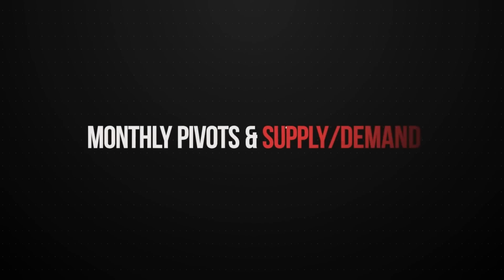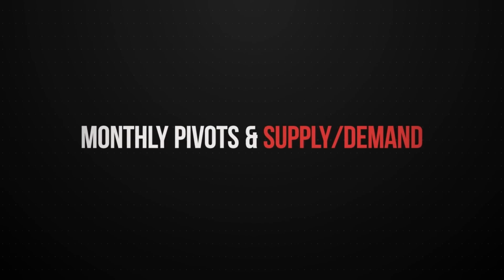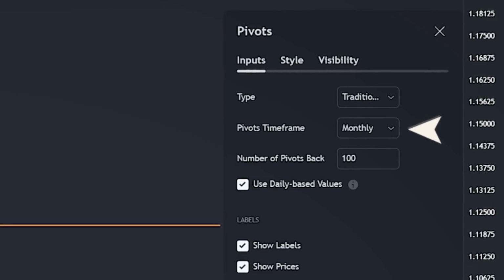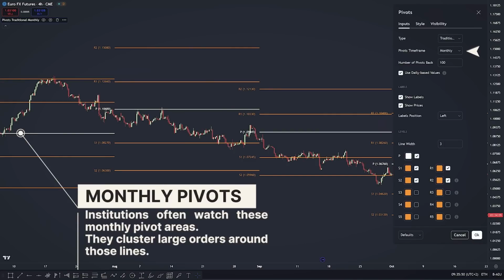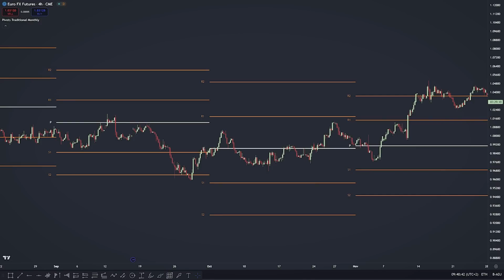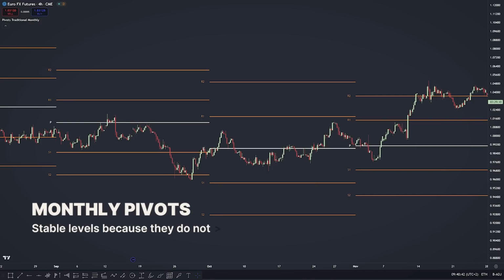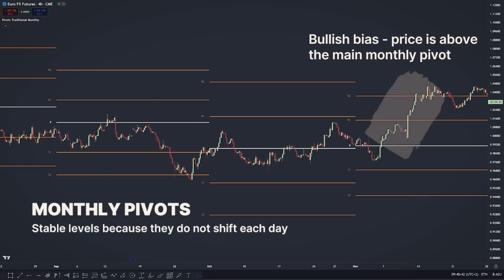First swing trading approach revolves around monthly pivots. These lines are more influential than daily pivot lines for bigger moves. Institutions often watch these monthly pivot areas. They might cluster large orders around those lines. You will often see that price tags a monthly pivot and then bounces or breaks. People who trade higher time frames rely on monthly pivots as references. They can act as stable levels because they do not shift each day.